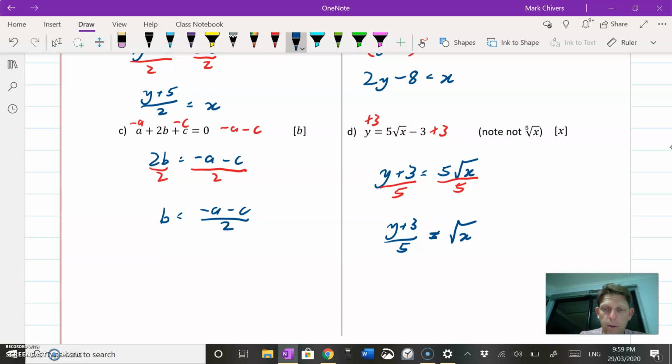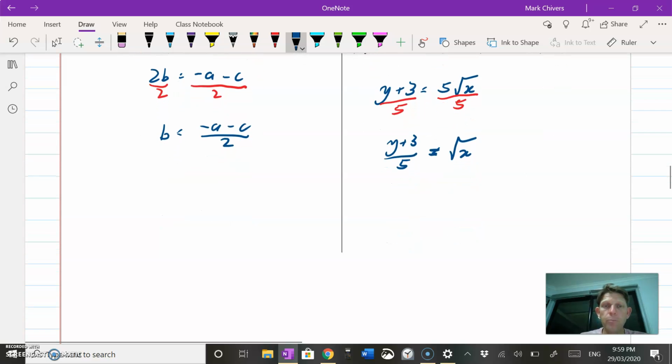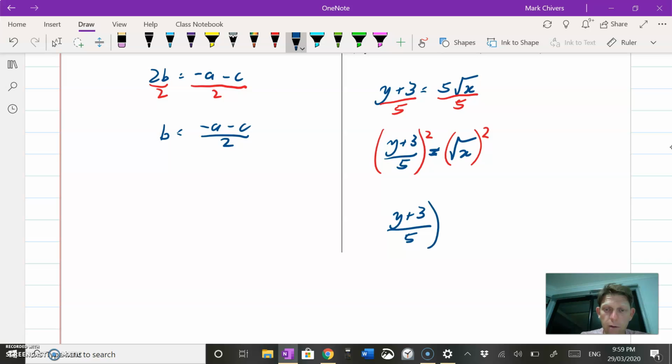Now, last of all, I'm going to deal with that square root. So the opposite of a square root is to square. So I'm going to have to do that to both sides. So I rewrite that out, and I'm going to have y plus 3 over 5 all squared equals x.